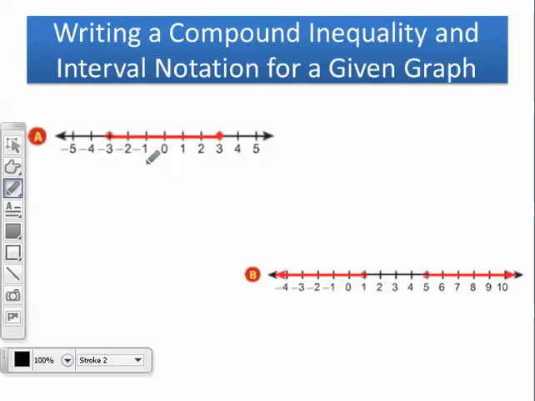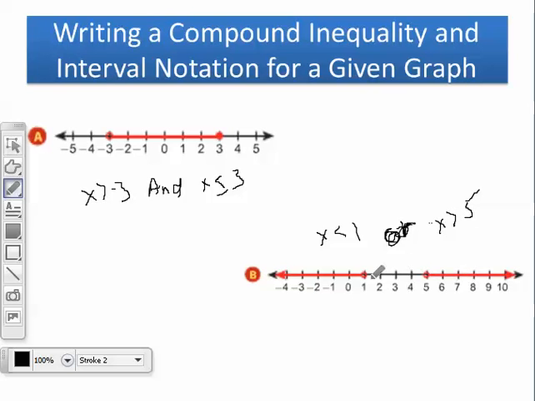Okay? So let's write this. See how it's just one line? I know I'm going to have an "and" here. And I'm going to have x is greater than -3 and x is less than or equal to 3. Down here, I know it's going to be an "or," isn't it? I've got x is less than 1 or x is greater than 5.